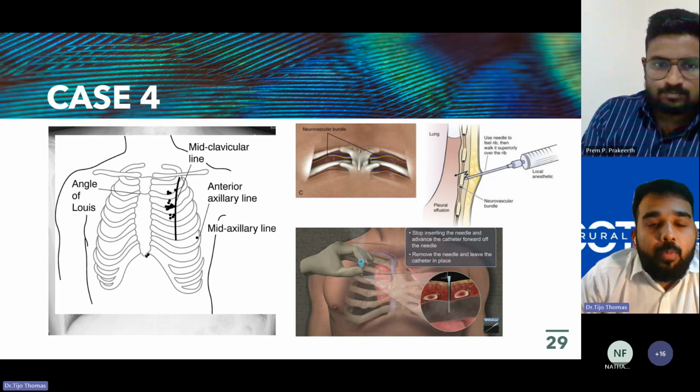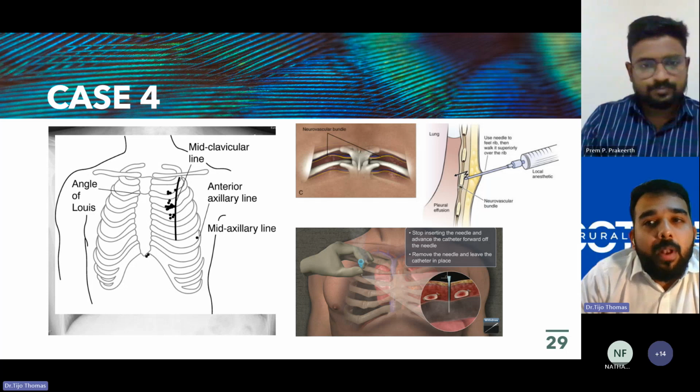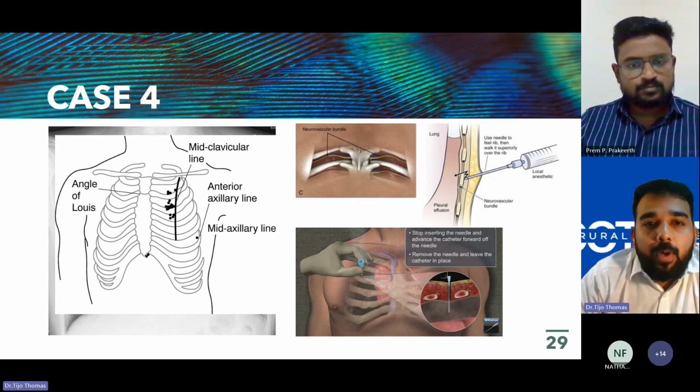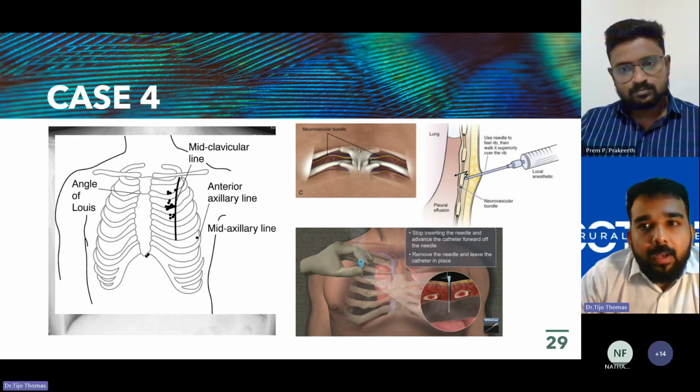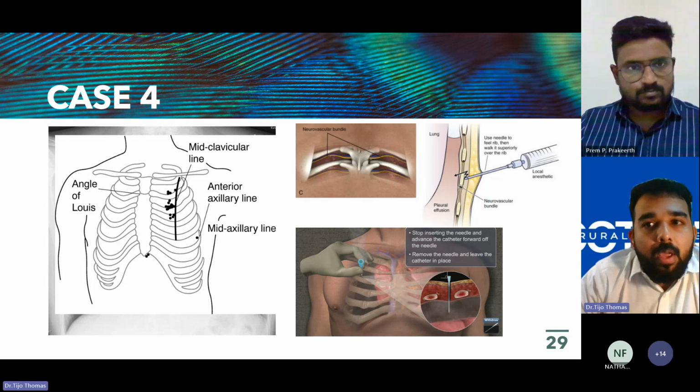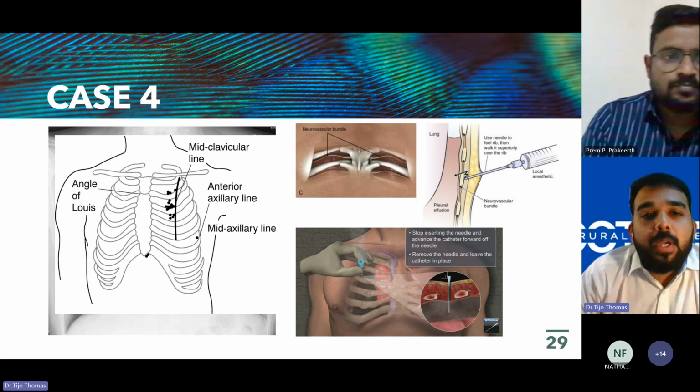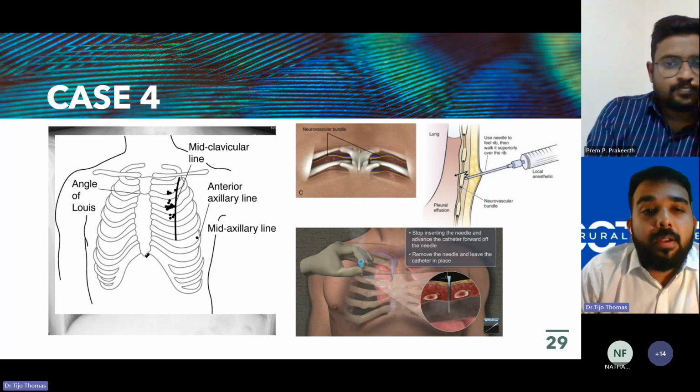We have to insert a wide bore needle, ideally 14 or 16 gauge if possible, in the upper border of the lower ribs in the second or fifth intercostal space. Earlier, they had preferred the second intercostal space, now the fifth is preferred. In the fifth intercostal space, we'll be inserting the catheter.